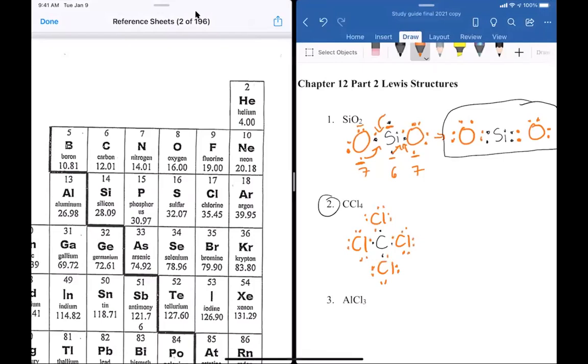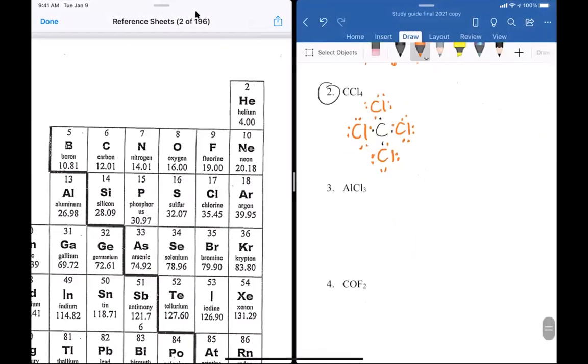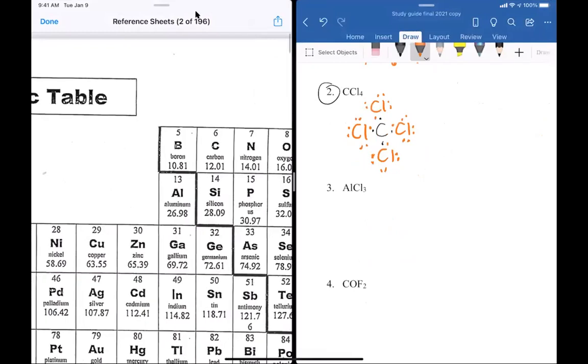Let's look at an ionic bond. Let's look at number 3. Al, as you can see, is on the left-hand side of the stairs. Again, Al is right below boron. It's on the left-hand side of the stairs, which means Al is a metal. So how would we draw these? Remember, Al is in the third column because carbon's in the fourth. So Al has 3 dots like so.